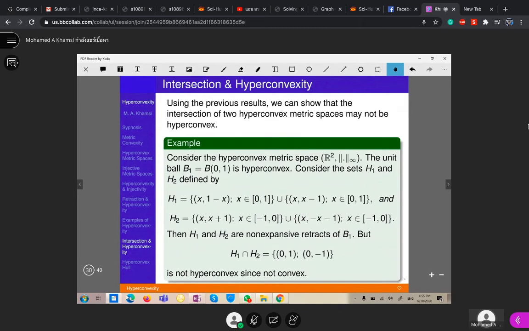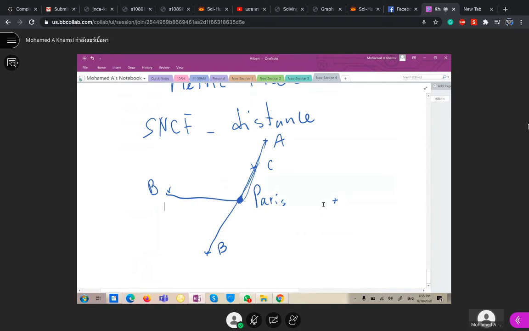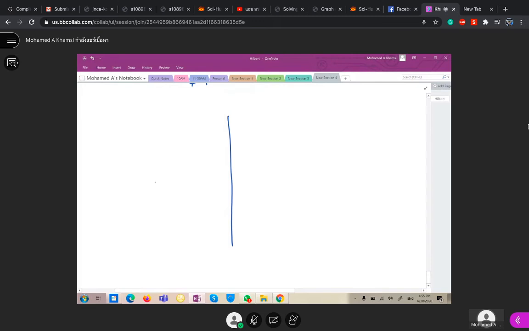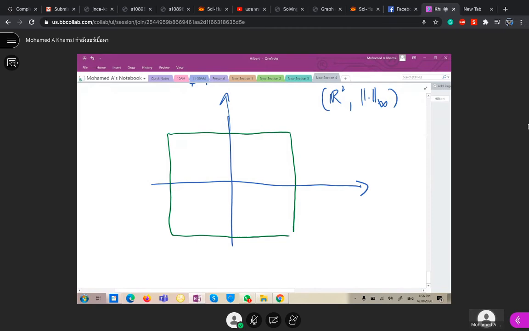this is amazing. Let me explain to you here, because you will not see it if I put it in this way. Let me show you what I am talking about. Let's take R2 with the sup norm. So this is R2 with the sup norm. What is now the unit disk? The unit disk is going to be the square. Let's look at this now. We said that balls and intersections of balls are hyperconvex. R2 is hyperconvex.